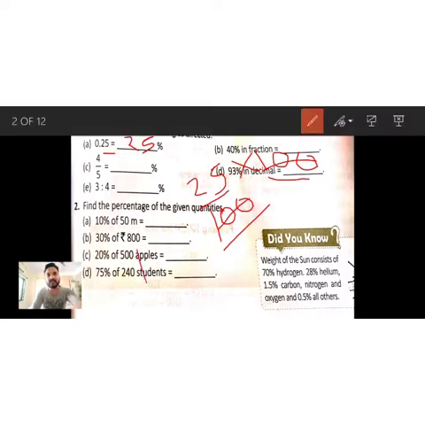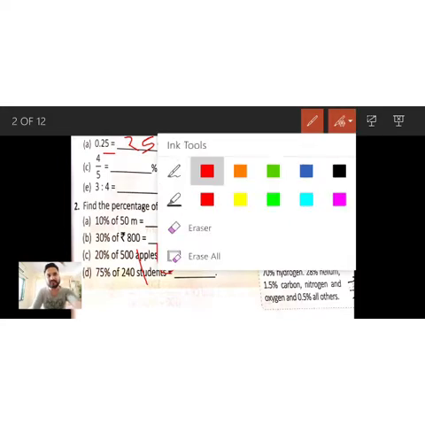It's a simple thing. When there is no sign of percentage, or if we have to find the percentage, then we have to multiply by 100. When we have to find out the percentage, we simply multiply the number with 100. So we get the percentage of that number.